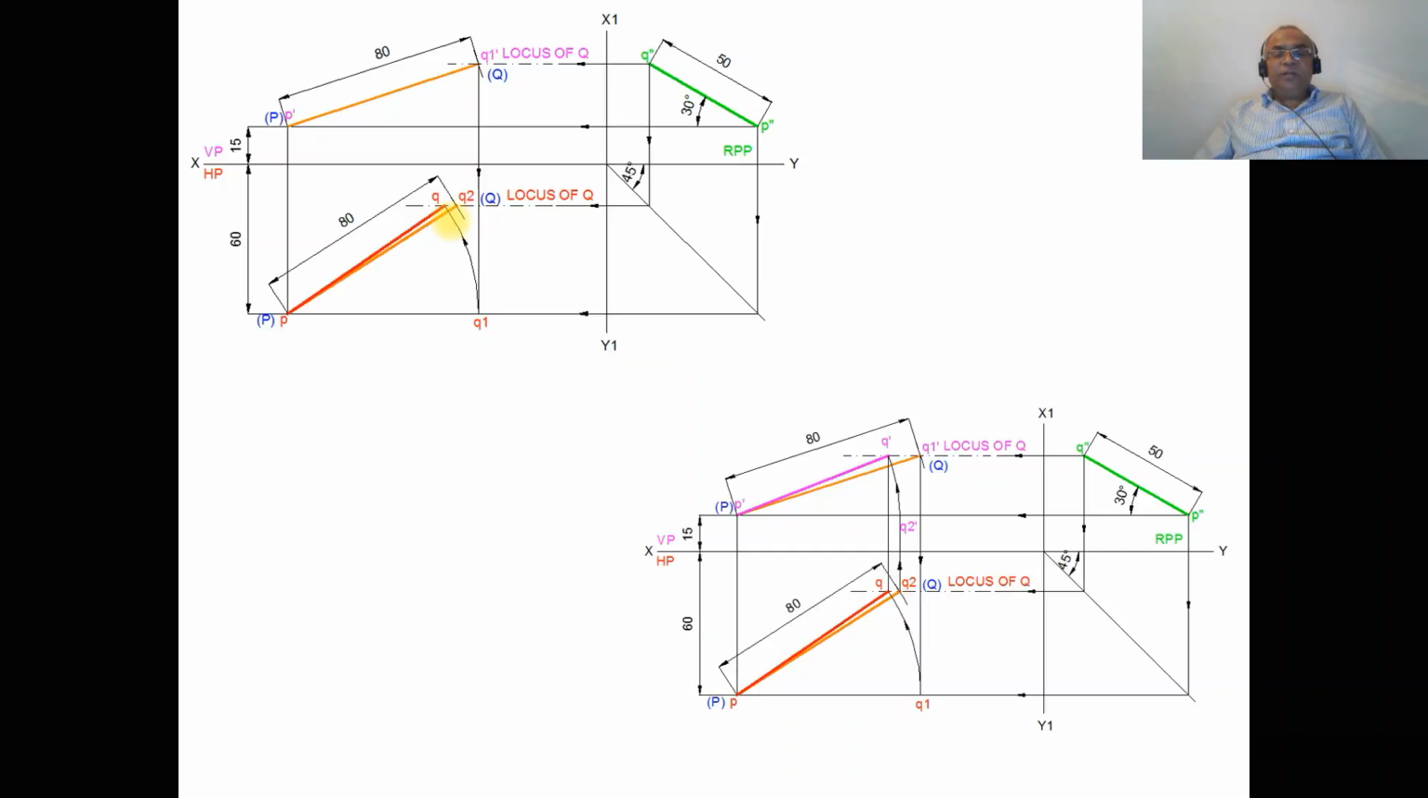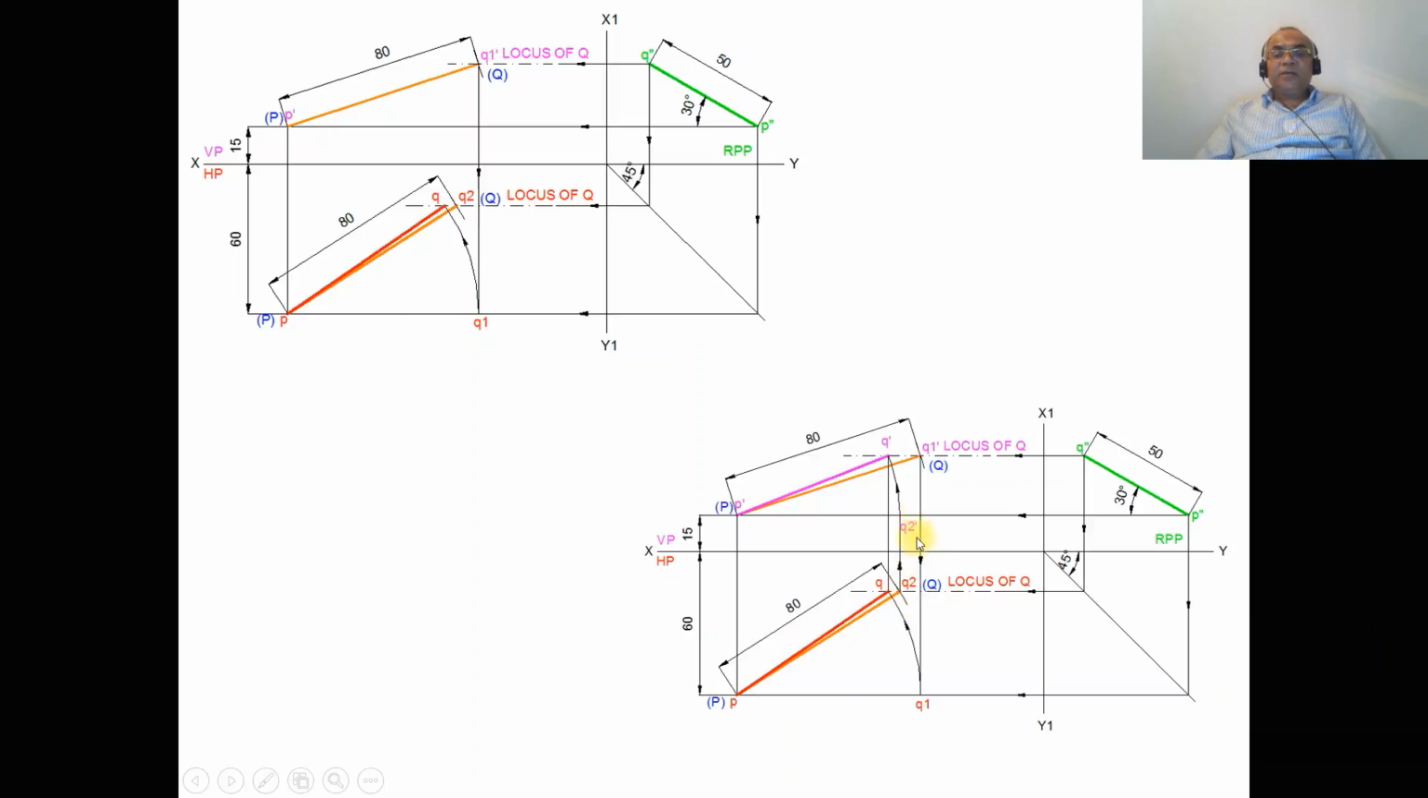Now we need to find out the front view. To find the front view, you take the top view true length. We know that P and Q2 is the line which is already in true length in the top view, because it is given in the problem. So you draw a vertical projector from Q2 such that both P dash and Q2 dash are above HP by the same distance, which is 15 mm. So draw a vertical projector.